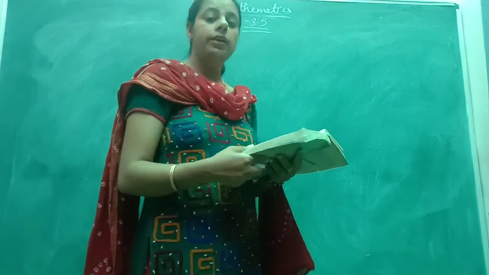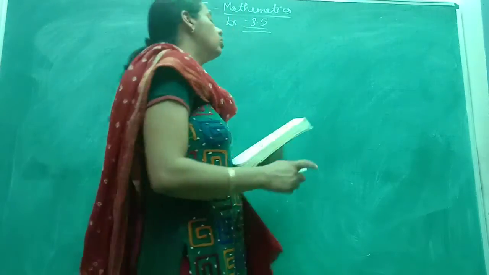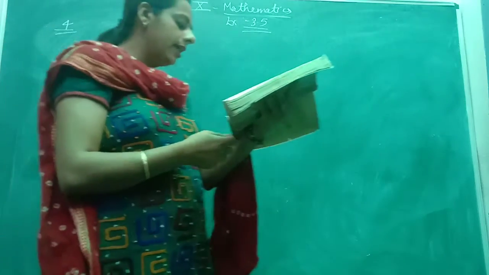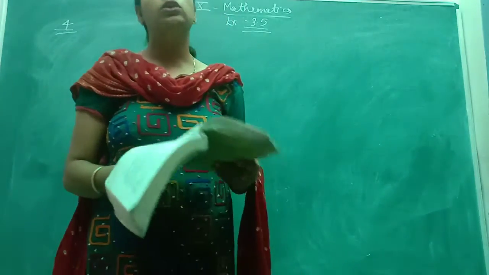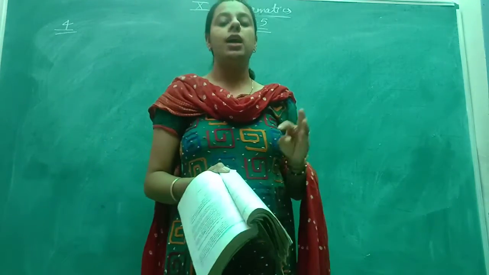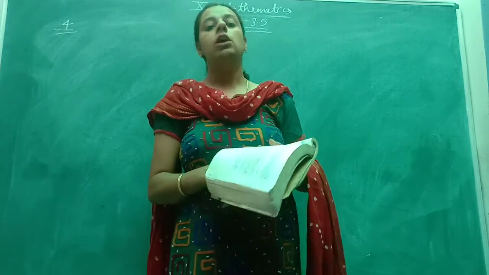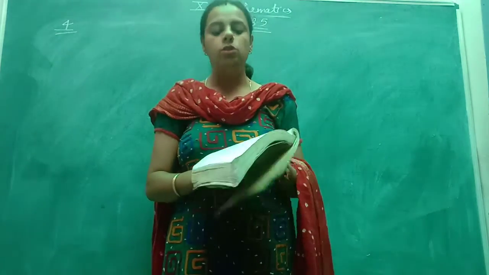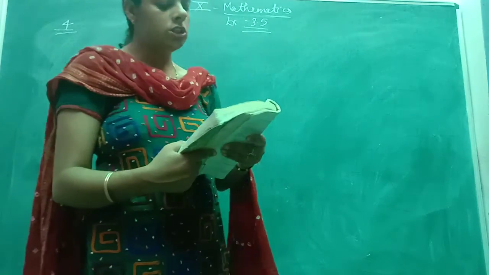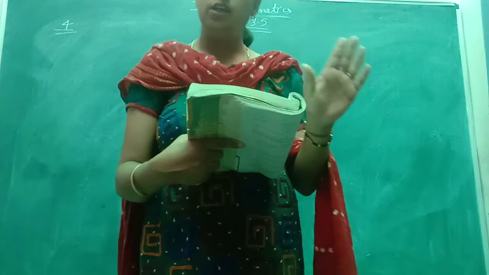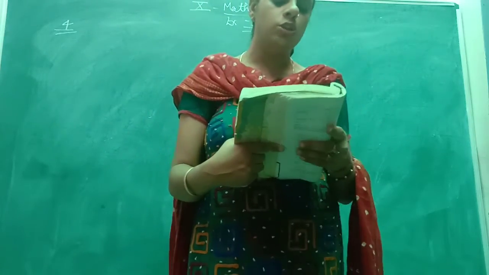We are starting with the 3.5 exercise and question number 4. You have to solve it by any algebraic method. As you know, the algebraic methods are the elimination method, substitution method and cross multiplication method. You can choose any method and solve this situation. I'm just making the linear equations, and you have to solve by your own choice.